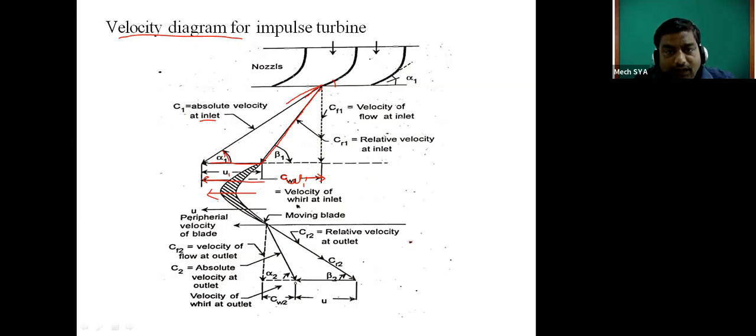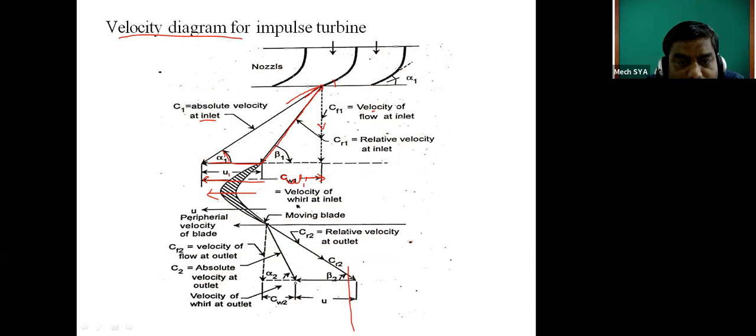And the vertical component is CF1. It is the velocity of flow at inlet, and this component is only responsible for the flow. The horizontal part of C1, in the tangential direction, is CW1, and the remaining vertical component, perpendicular to CW1, is called CF1. So this is responsible for getting the flow.